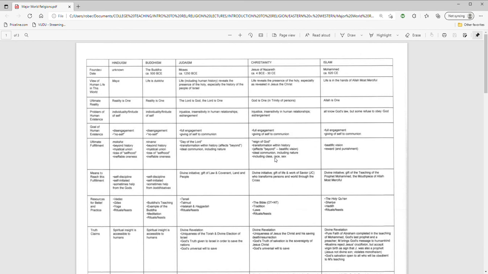Obviously, we spent time on Hinduism and Buddhism because they're part of the 5 great major world religions. And then briefly, we discussed Confucianism, Taoism, and Shinto in our quick overview of Eastern religions for this week.